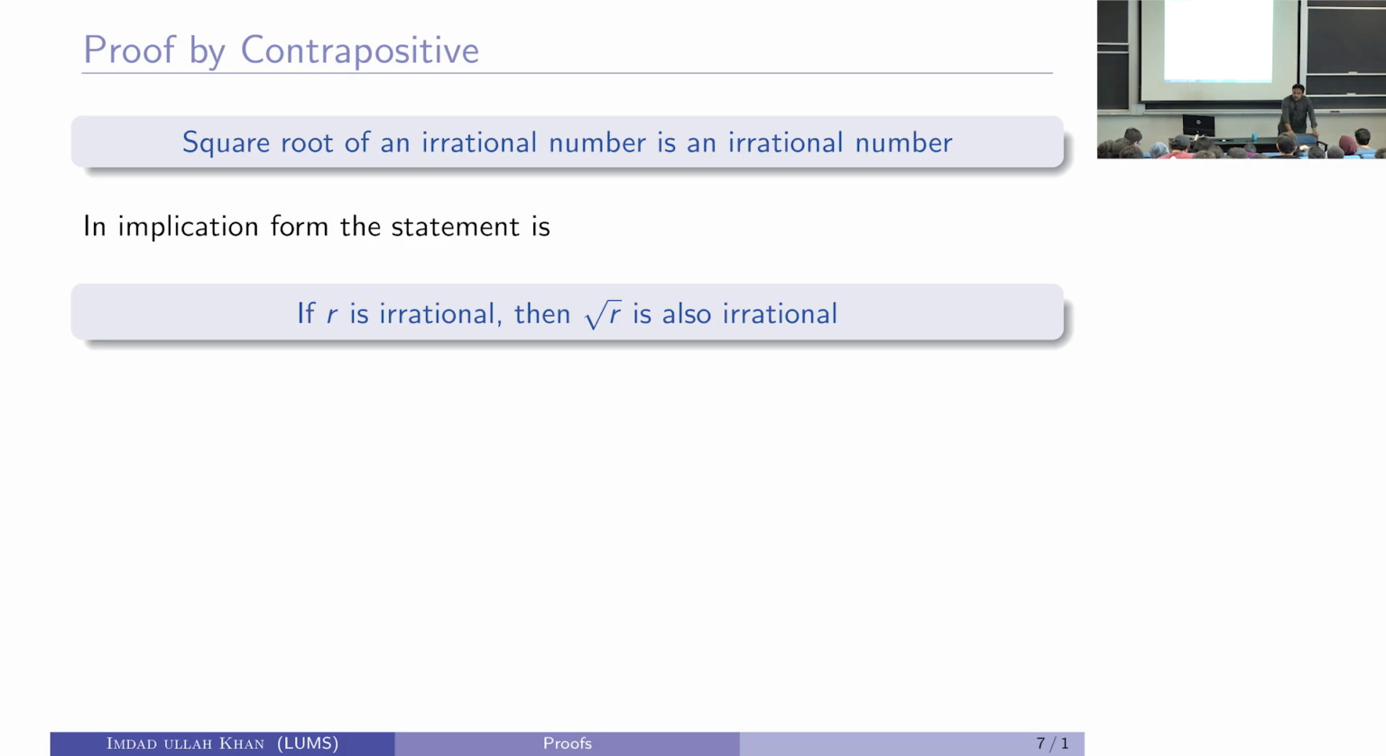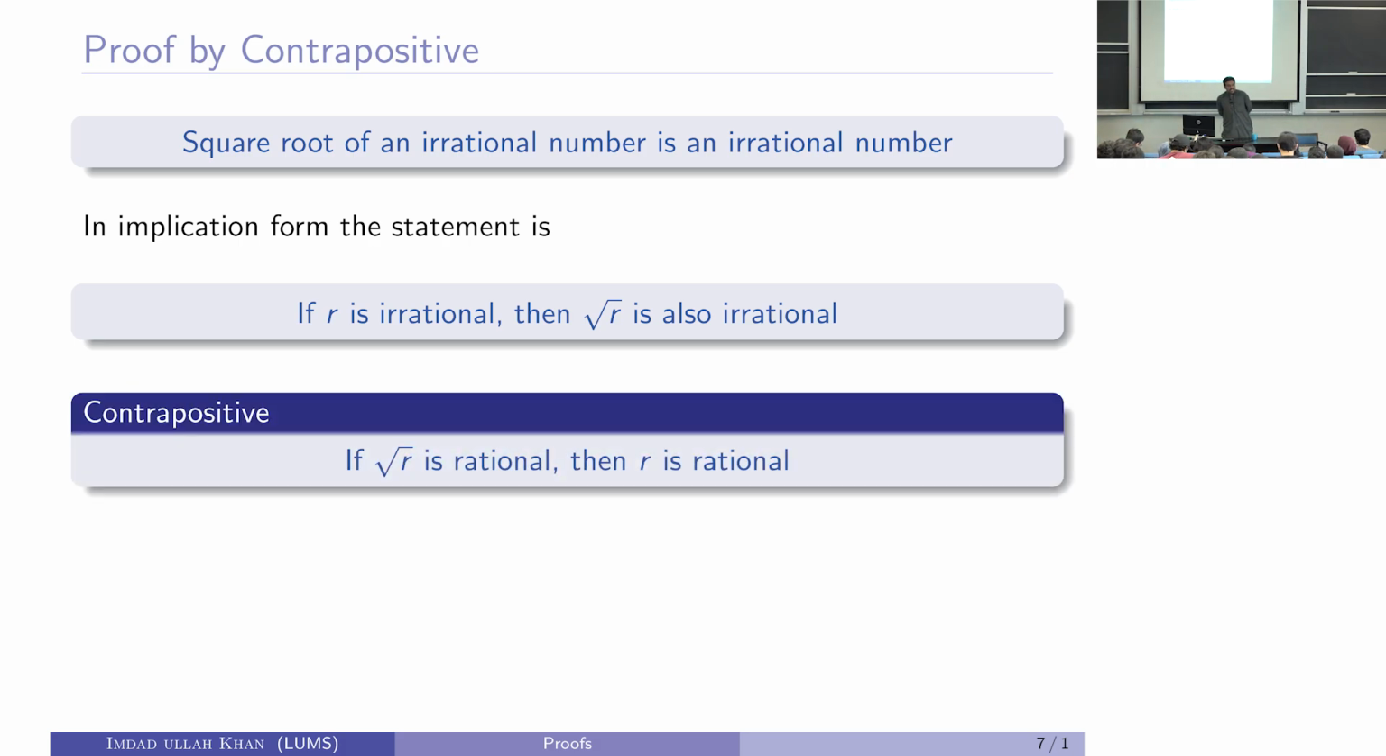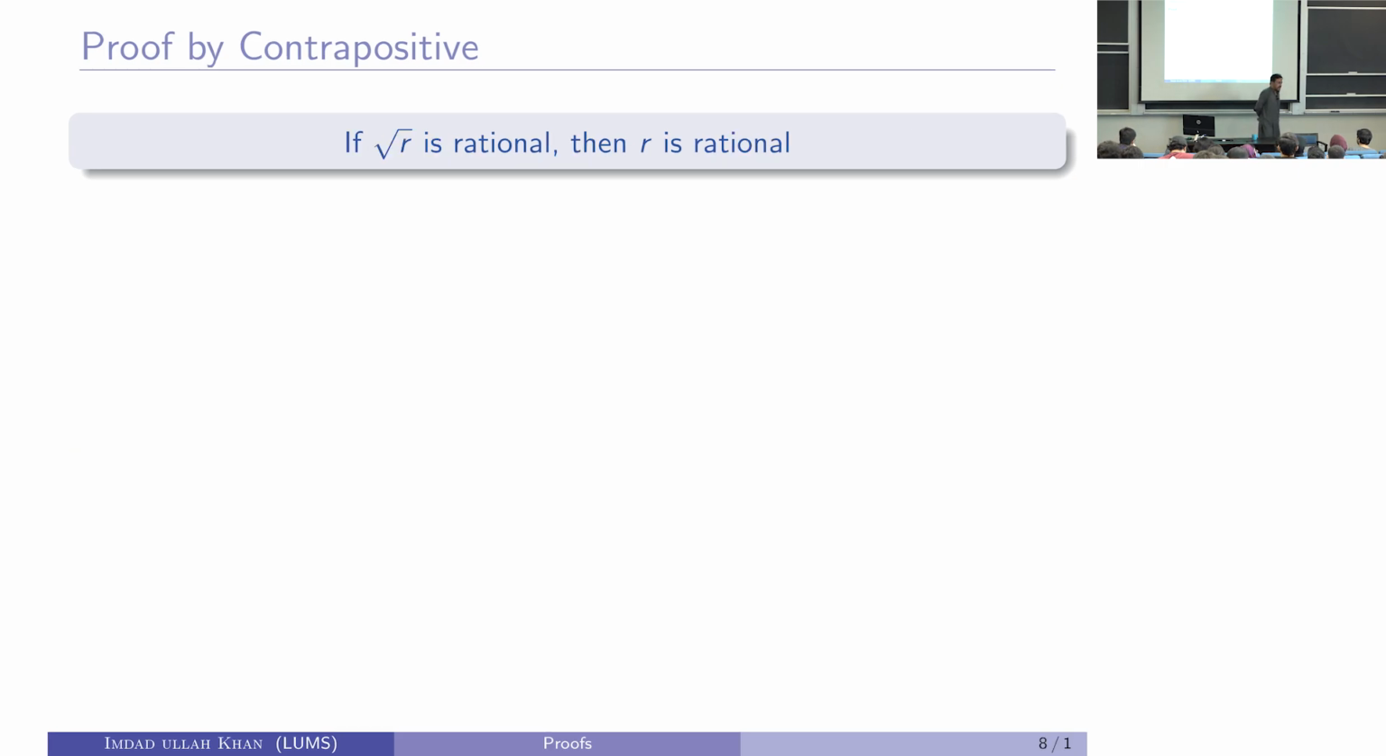If the square root of r is a rational number, then r is a rational number, right. That is the contrapositive of this. Let us apply a direct proof to this. How would a direct proof start? Assume the square root of r is a rational number. Now substitute the definition for rational number. That means the square root of r can be written as x divided by y, where x is an integer, y is an integer and y is not 0, right.